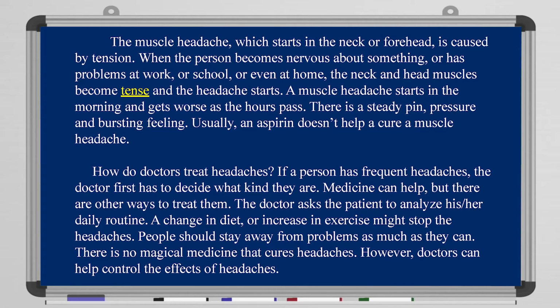And the headache starts. A muscle headache starts in the morning and gets worse as the hours pass. There is a steady pressure and bursting feeling. Usually an aspirin doesn't help cure a muscle headache.